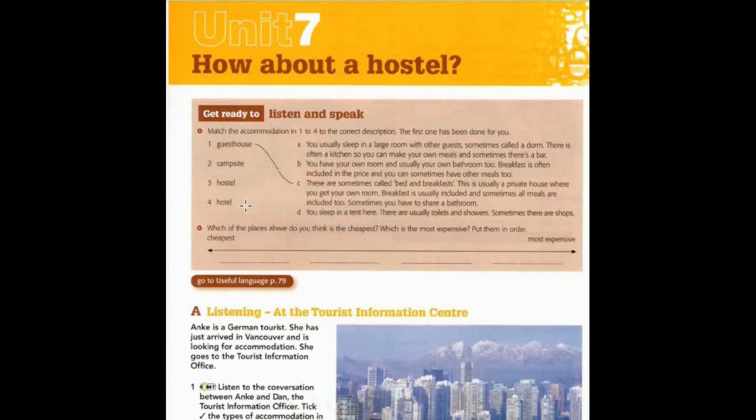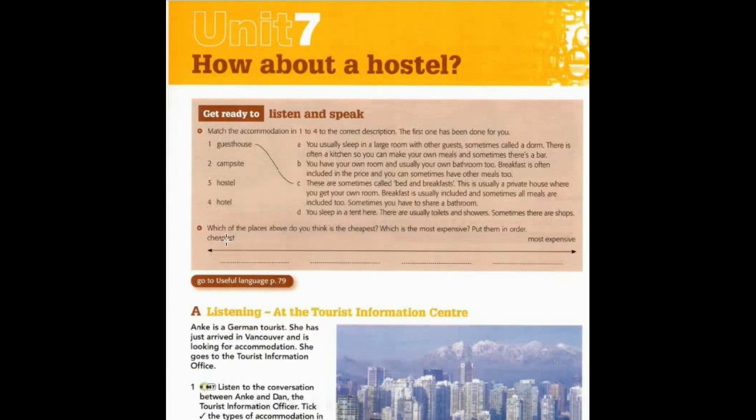And then the fourth one is the hotel. What is the hotel? Simply, you have your own room and usually your own bathroom too. Breakfast is often provided in the price, and you can sometimes have your own meals if you like.